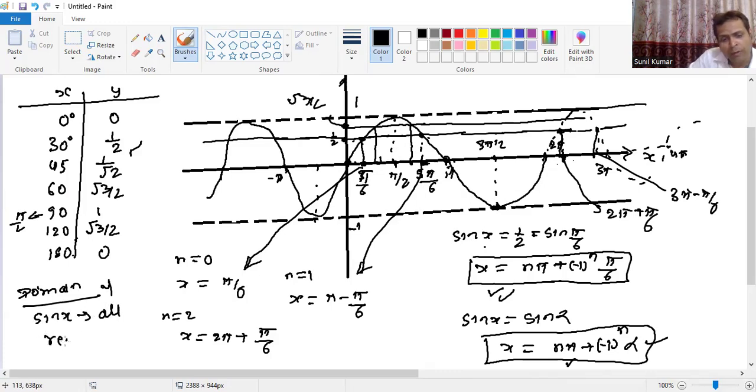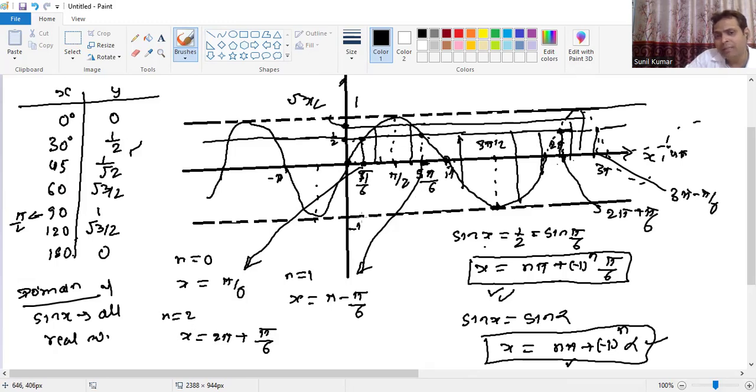All real numbers means fractions, integers, whole numbers, everything comes under it except complex numbers. So all real numbers means all the values we have. We can see in the graph also, every point we are getting the values. There is no point where we are not getting a value. Everywhere you get a value, you can see the line. So this is the basic concept of sine.